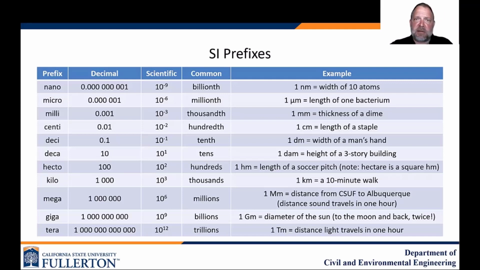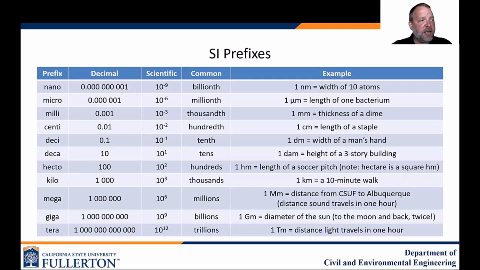A centimeter is about how long a staple is, like the common staple used in paper. A decimeter is about the width of a man's hand, so about 4 inches. A decameter, DAM, so the abbreviation for deca is DA, is the height of a 3-story building. A hectometer is the length of a soccer pitch.